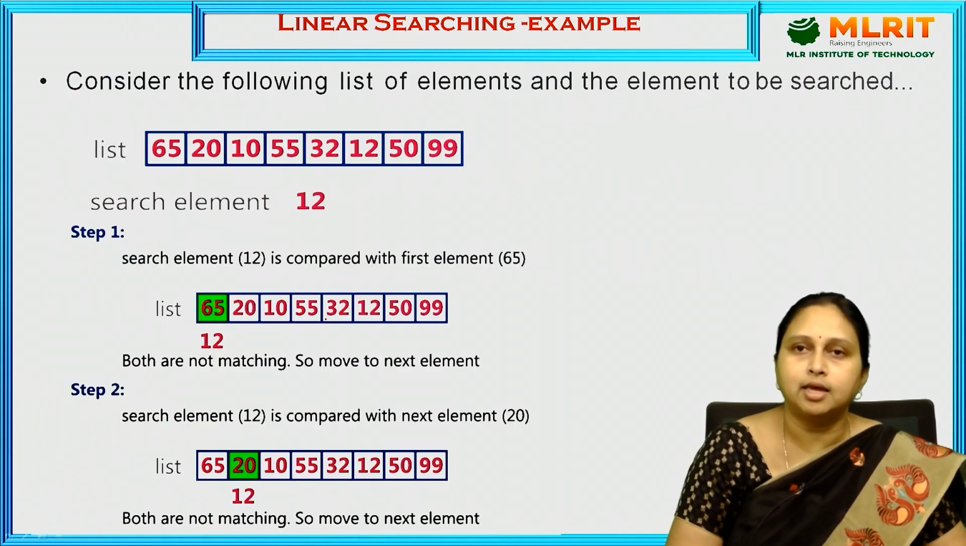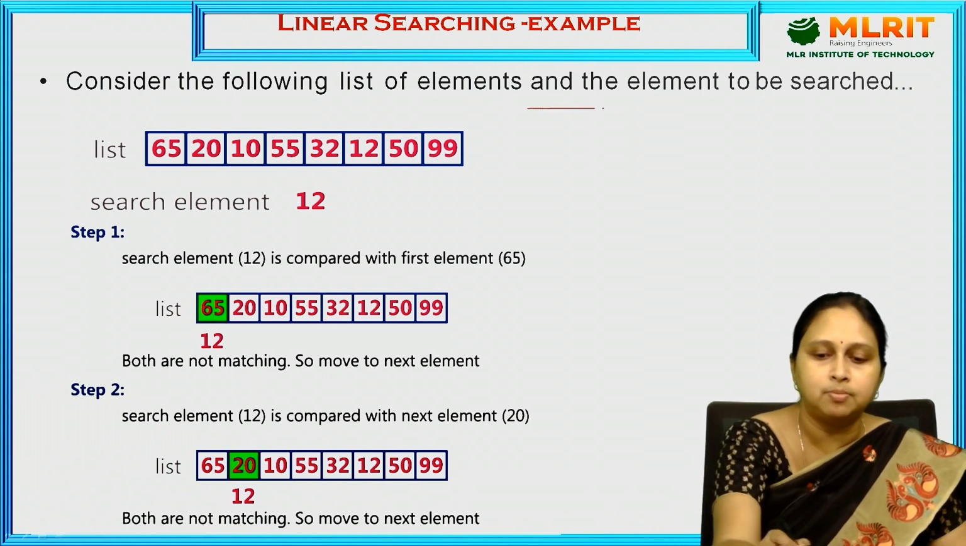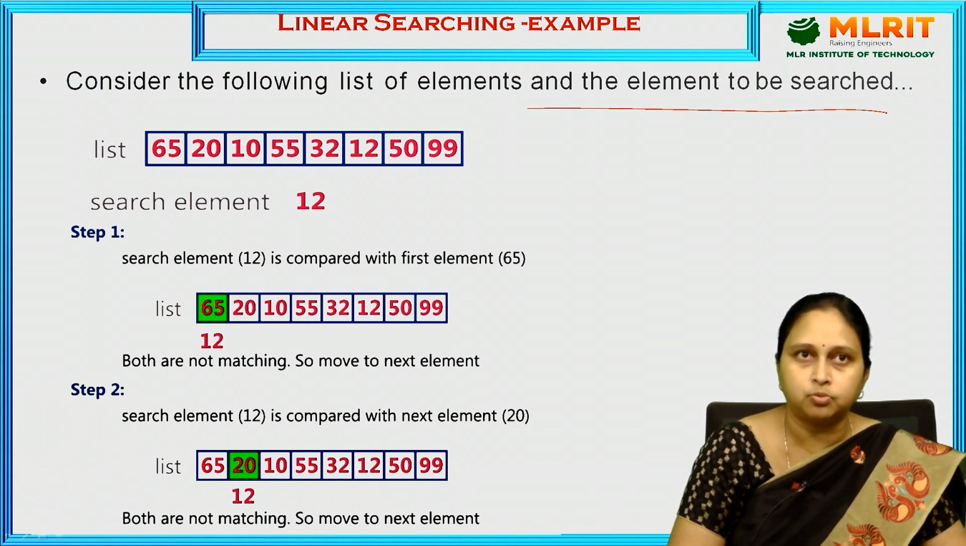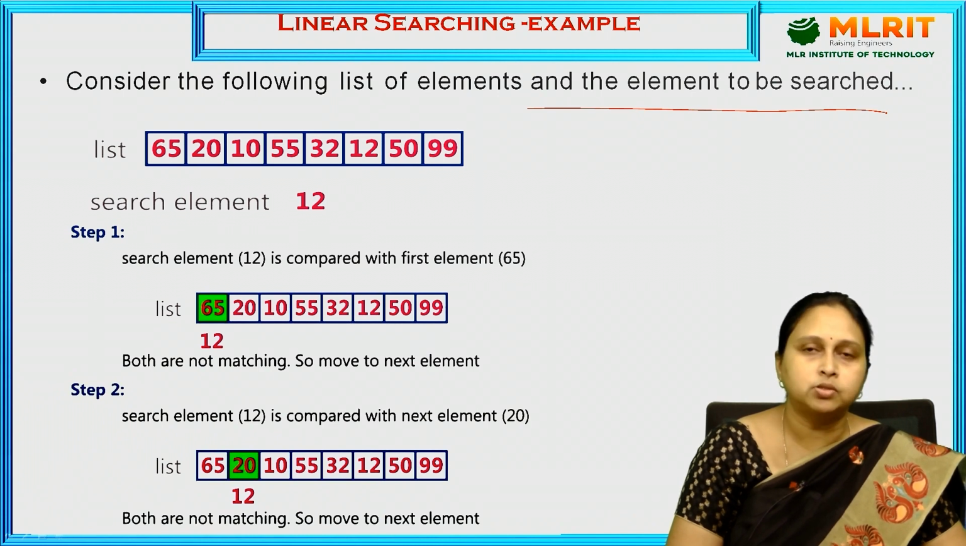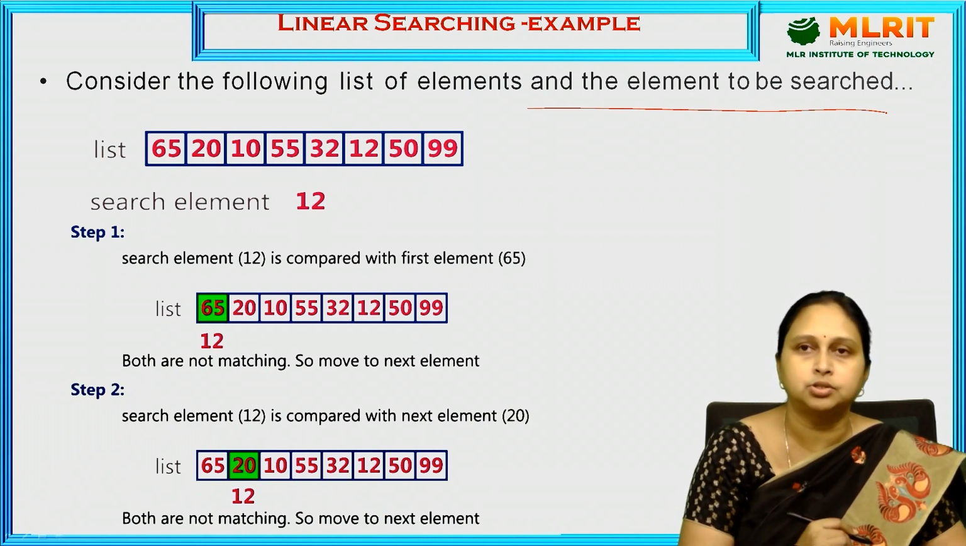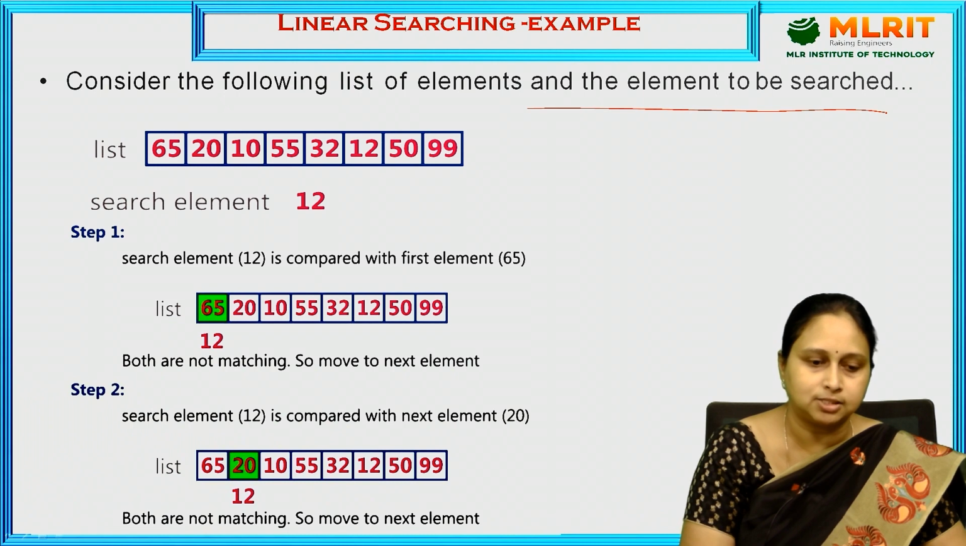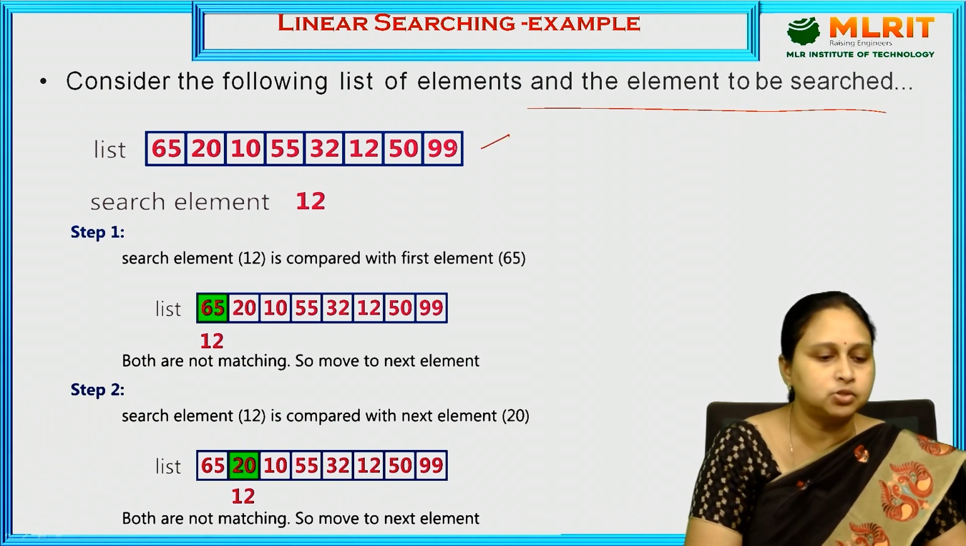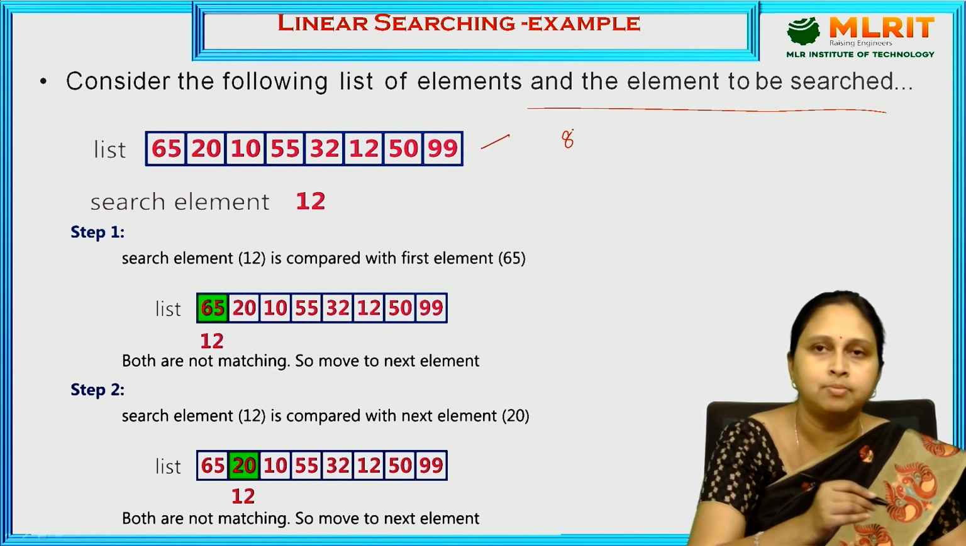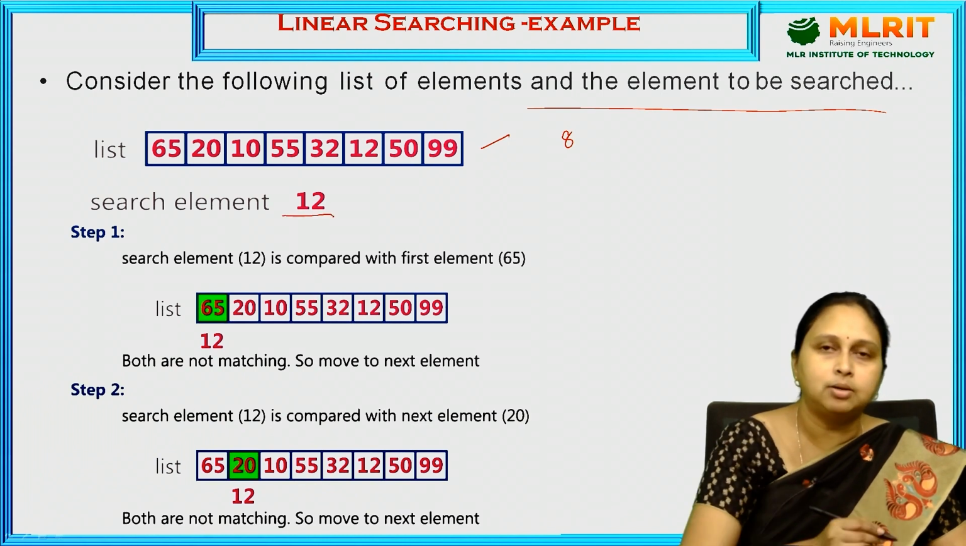Now, let us take an example. Consider a list of elements and the element to be searched. Both things we are going to give, and based on that, we will see how this algorithm searches the element in a sequential manner. This is the list of elements, consisting of totally 8 elements, and the search element is 12.